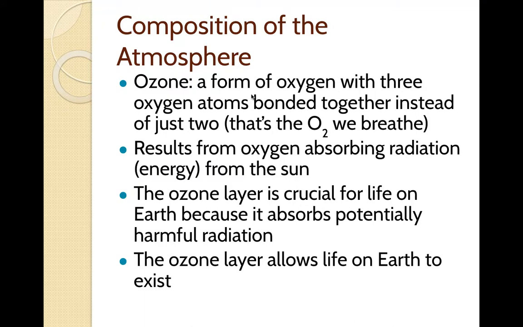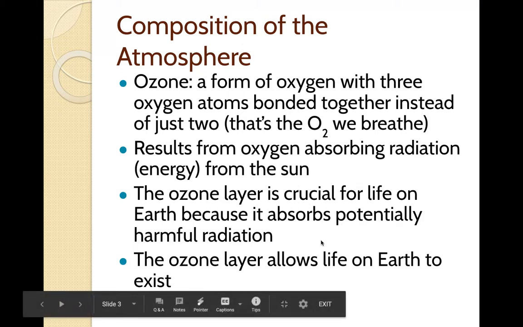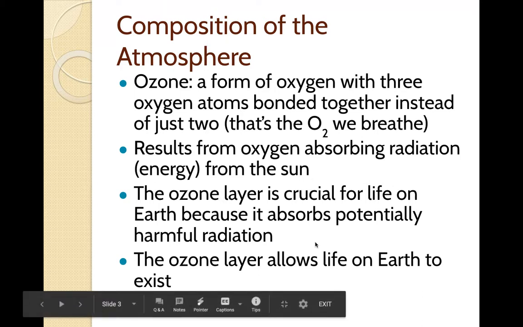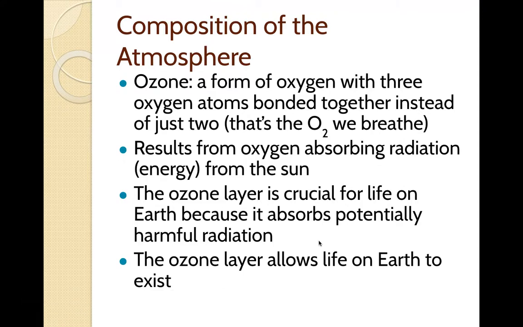Ozone is a form of oxygen with 3 oxygen atoms bound together instead of just 2. Normal oxygen that we breathe is O2. Ozone results from oxygen absorbing radiation from the sun. The ozone layer is crucial for life on Earth because it absorbs potentially harmful radiation. The ozone layer allows life on Earth to exist.